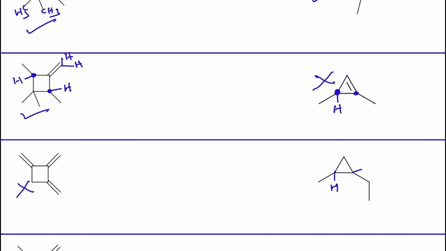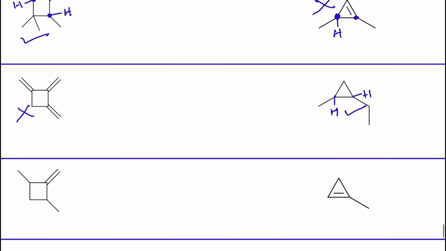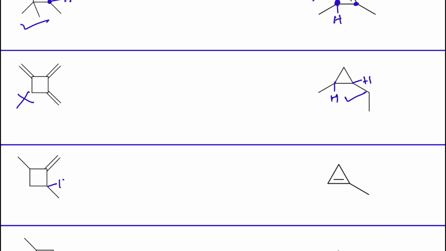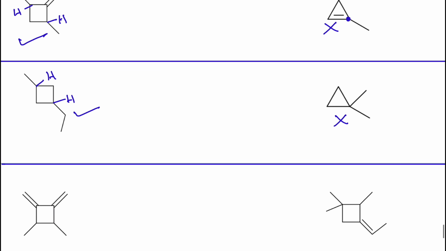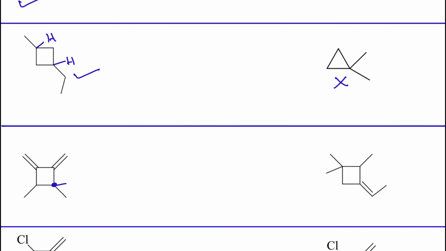Methyl and hydrogen, ethyl and hydrogen, condition is satisfied at two centers. Methyl and hydrogen, so it shows geometrical isomerism. This is sp2, so it will not show geometrical isomerism. Methyl and hydrogen, ethyl and hydrogen, yes, it shows geometrical isomerism. It will not show geometrical isomerism. Methyl and hydrogen, yes, it shows. And here methyl and hydrogen, condition is satisfied only at one center.